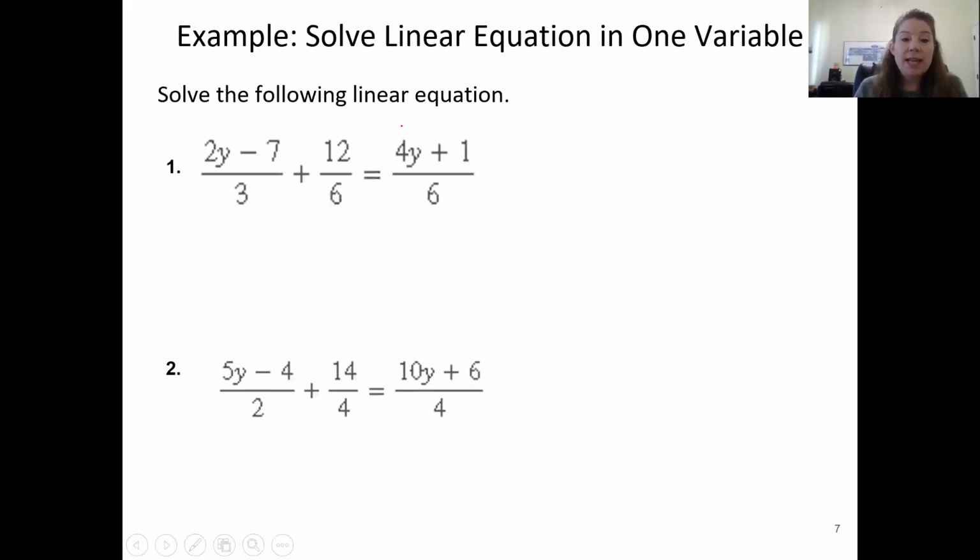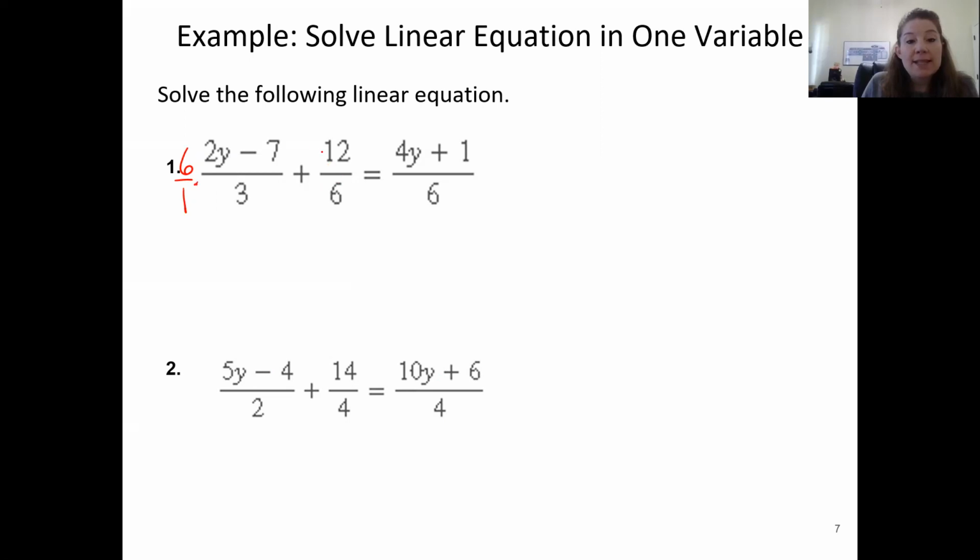All right, let's look at our denominators 3 and 6. So what would be our least common denominator? Well, the multiples of 6 are 6, 12, 18. The multiples of 3 are 3, 6. So 6 is the first number that both 3 and 6 will go into. So remember what we're going to do? We're going to multiply every term by the least common multiple, the least common denominator. So we're going to take this first term and multiply it by 6.